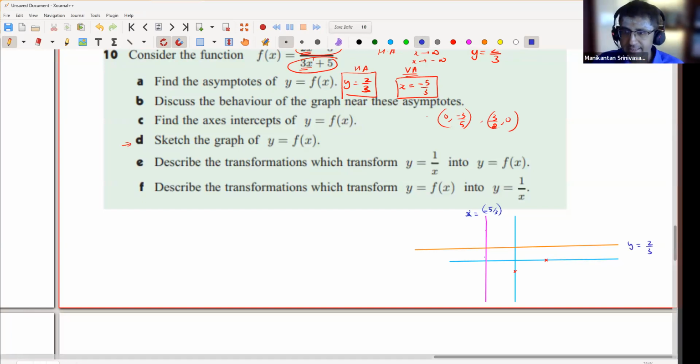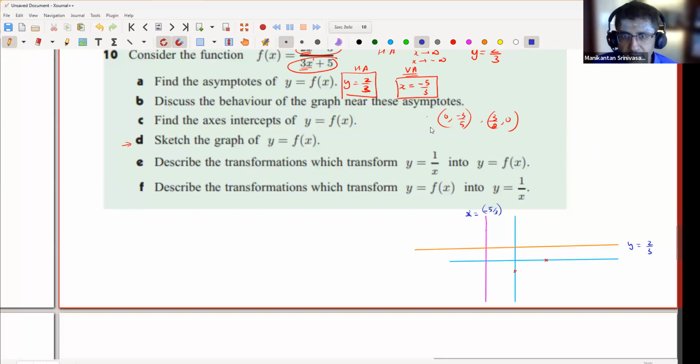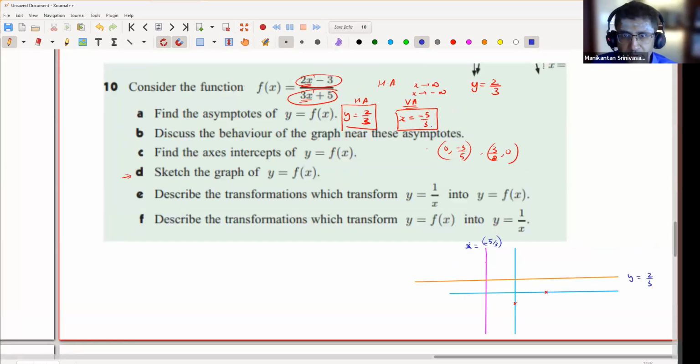Now let's analyze the behavior. It passes through the vertical intercept and horizontal intercept that we know. Far out towards x equal to infinity, let's analyze. We saw that it's approaching 2/3, but is it approaching from below or from above? The two red dots here indicate it's approaching from below.